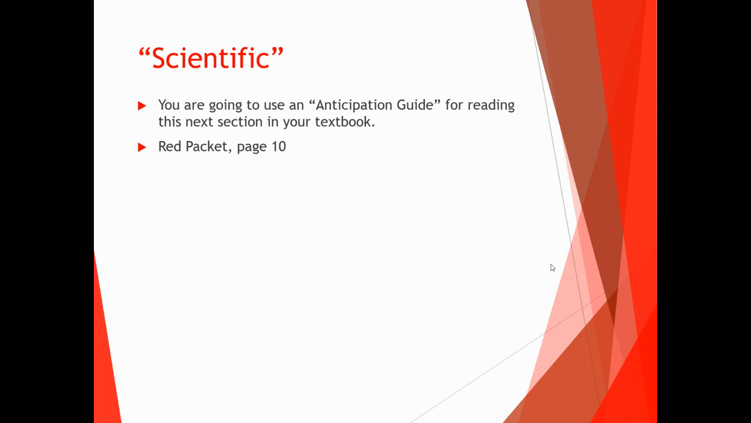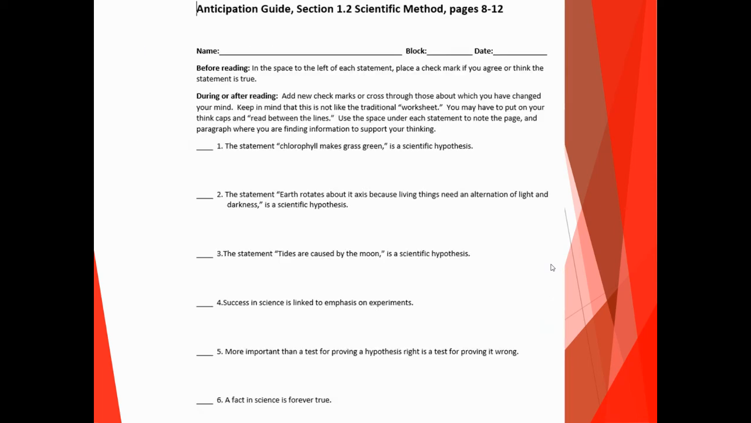So you're going to want your red packet, page 10, and you'll have an anticipation guide that looks like this. It has some instructions up here at the top, but I do find that a lot of students don't tend to read this very carefully and then get through the worksheet and didn't really do what was asked. So what I'd like to be sure to point out is before you read this section in your textbook, you're going to want to record in the space to the left of each statement, place a check mark if you agree or think the statement is true. And again, this is what you think right as of right now. And it's okay to be wrong, okay?